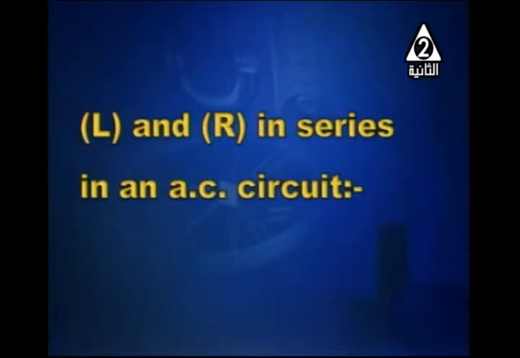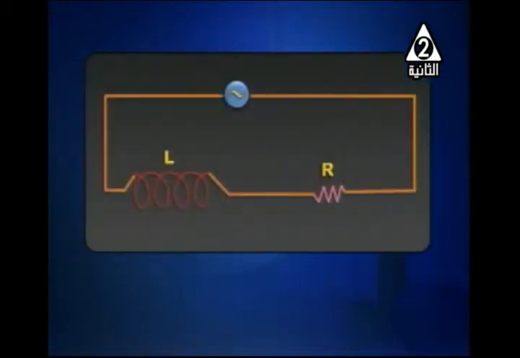And now talking about another circuit, L and R in series in an AC circuit. We've got an AC circuit powered by a dynamo, and it contains an ohmic resistor and pure inductance. It is shown in front of you, a circuit that contains pure inductance L and resistor R connected in series to an AC supply.